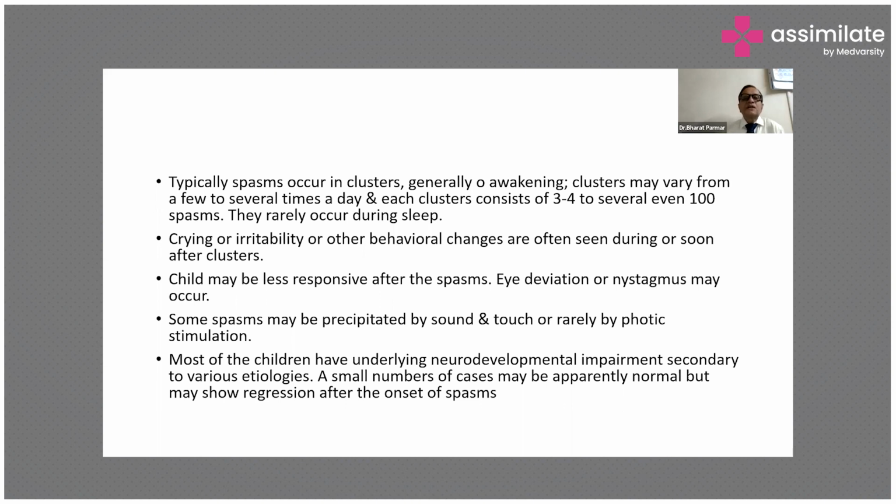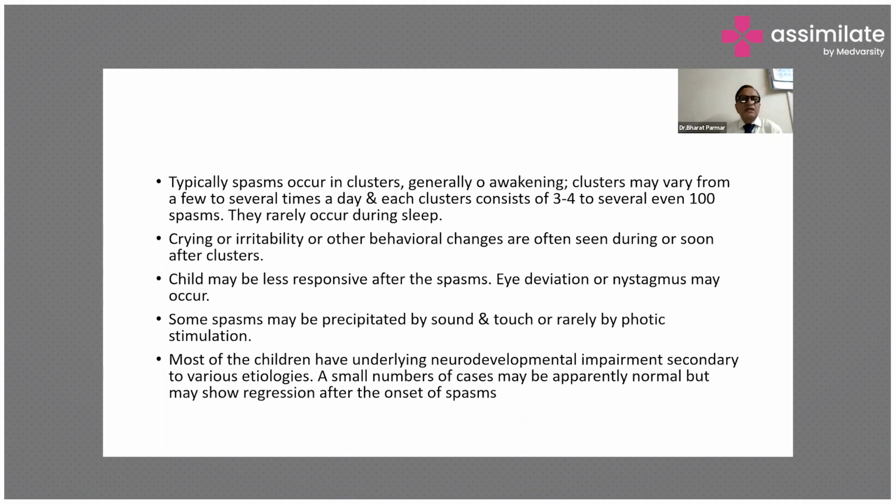Typically, infantile spasms occur in clusters and generally on awakening, and clusters may vary from a few to several times a day, and each cluster consists of 3 to 4 to several spasms. They rarely occur during sleep. Crying, irritability, and other behavioral changes are often seen during or after the clusters. The child may be less responsive after the spasm, and eye deviation and nystagmus may occur. Some spasms may be precipitated by sound, touch, and rarely by photic stimulation.